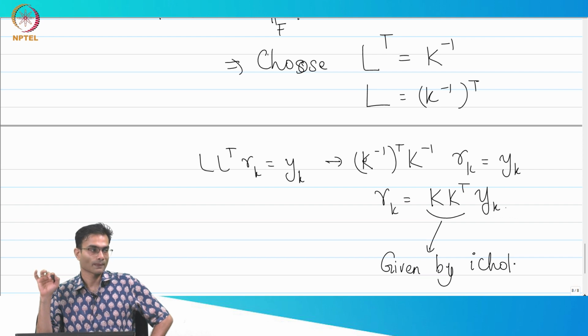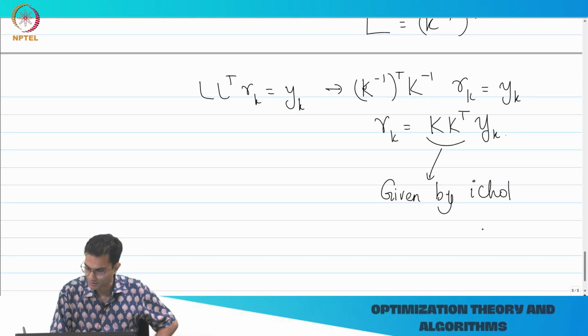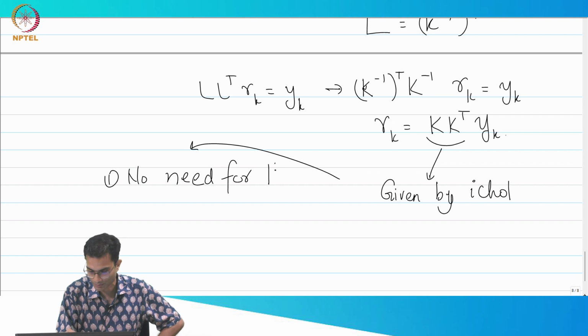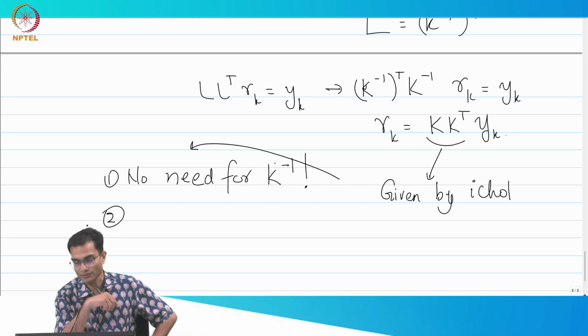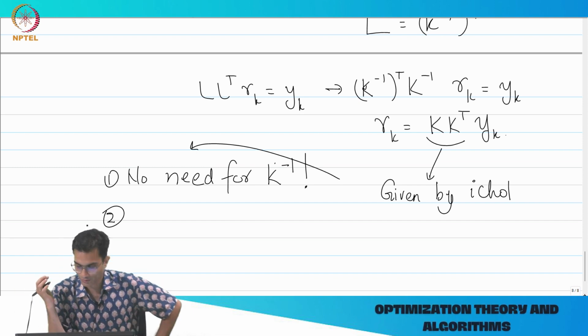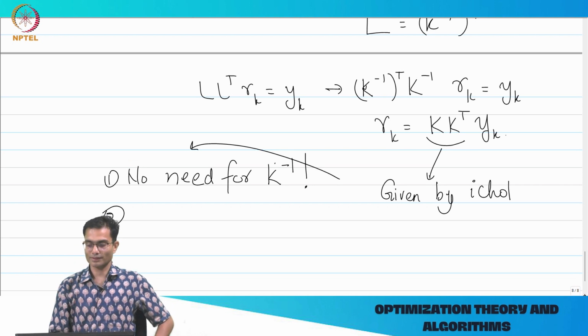Okay. So that's the first advantage, right? No need. Coming to that, we need YK, right? So the first thing is no need to compute this thing. Now, this is why this whole idea of preconditioning with incomplete Cholesky is so clever.